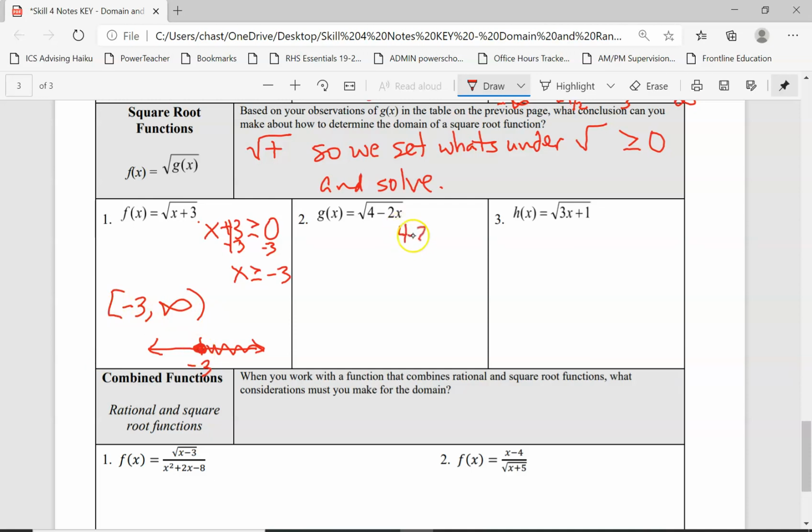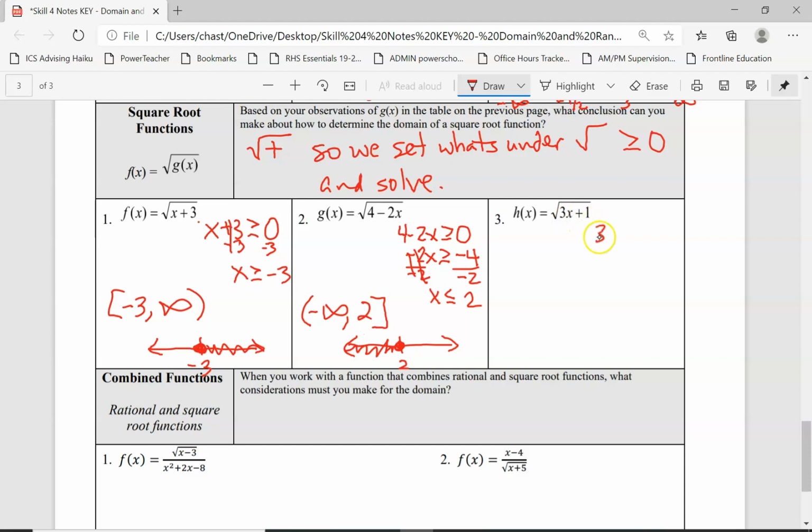Next one, we're going to take 4 minus 2x, and we're going to set that greater than or equal to 0. Solving this out, I would subtract 4 on both sides. Now be careful, when you divide both sides of an inequality by a negative, your inequality symbol reverses direction. So x is less than or equal to 2, closed in circle, but this time we're shading to the left. Maybe if my pen will shade. There we go. So to write that, you would write negative infinity to 2. That's your domain.